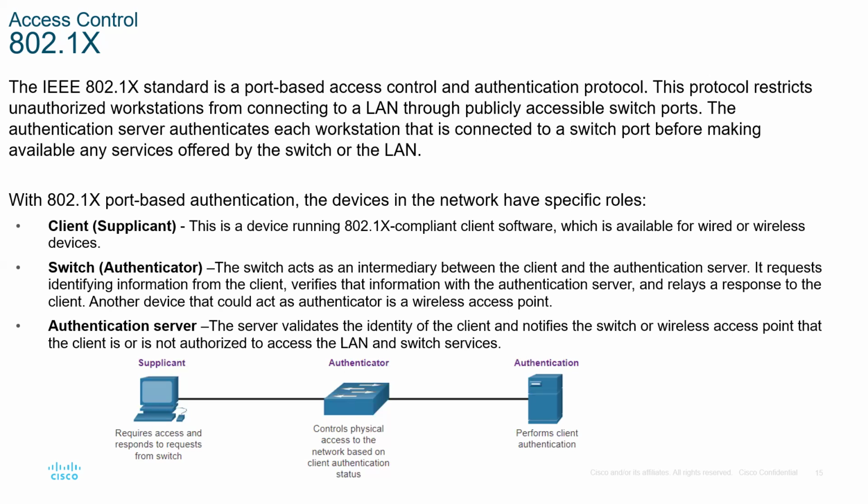The client, this is basically the endpoint that is requesting access to network services. Then the authenticator is the device which controls the port, basically acting as an intermediary between the supplicant and the authentication server. Then the authentication server verifies the client's identity, therefore authorizing access.